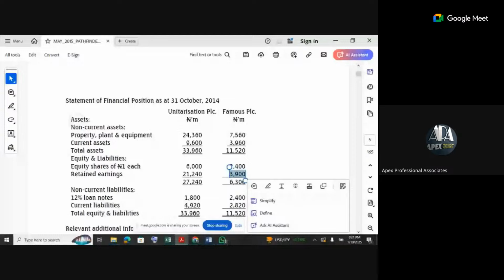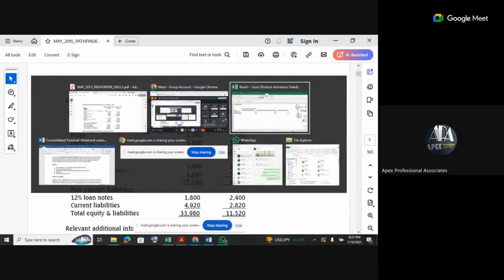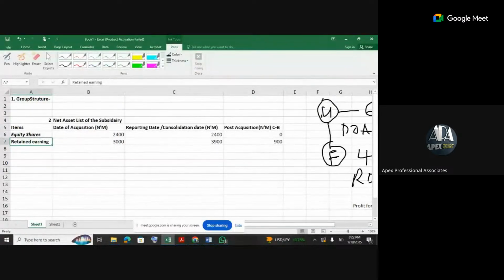Statement of financial position as at 31st October. So the reporting date, the date on which this account has been prepared, on which we want to consolidate and put U and F accounts together, is 31st of October. That's why I put 39 under reporting date.